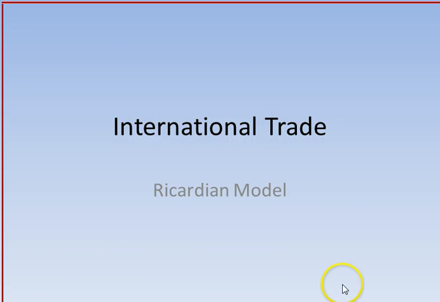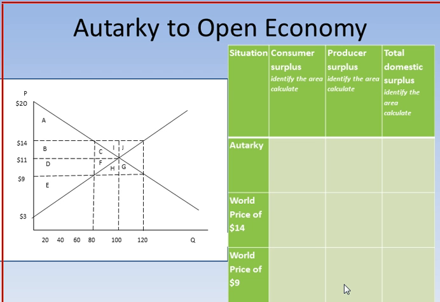Hello and welcome to the discussion on the Ricardian model. Now what we're going to do here is compare the markets when there is no trade, or autarky, and open economies where there is trade. First, this is basically identifying the areas that are affected in our consumer surplus, producer surplus model.